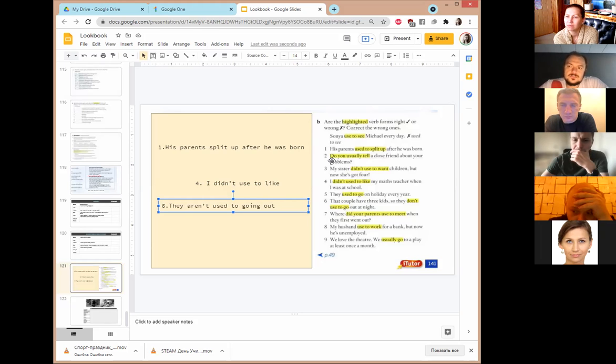Потому что речь идет, опять же, о разовом действии, как в случае с развелись после рождения, да, в первом примере. So, this sentence will make sense при русском переводе каком, Вова? Я не понял, что при русском переводе. Как перевести это предложение, чтобы оно смысл имело? Где твои родители встретились первый раз? Where did your parents used to meet when they first went out?